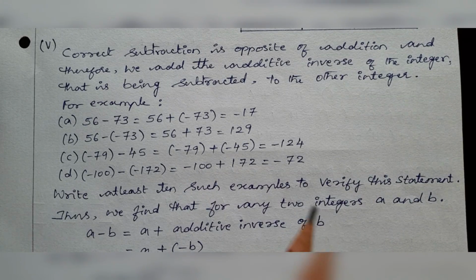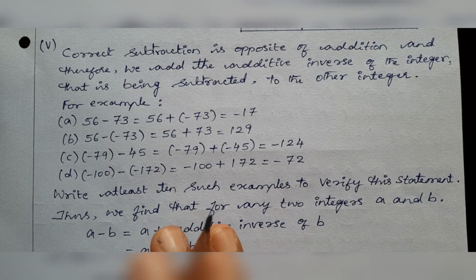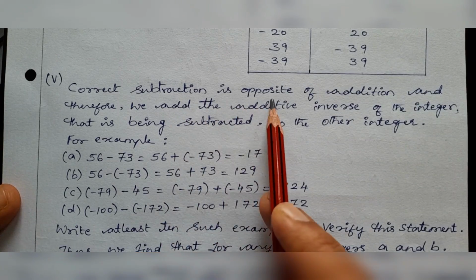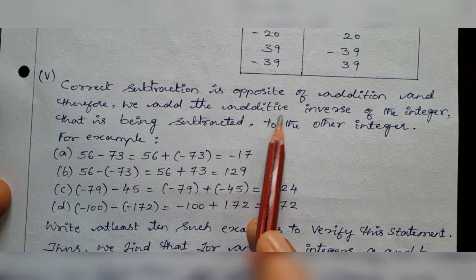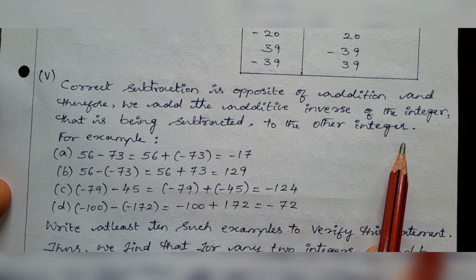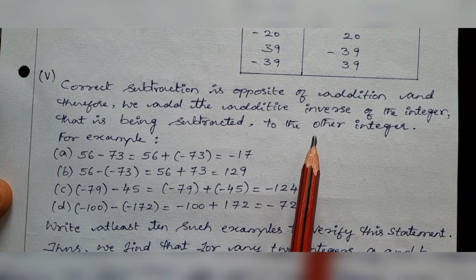Next, fifth statement. For subtraction, we add the additive inverse of the integer that is being subtracted to the other integer. So that statement is correct. Subtraction is the opposite of addition, and therefore we add the additive inverse of the integer that is being subtracted to the other integer. If a positive integer is considered, we have to take its additive inverse.